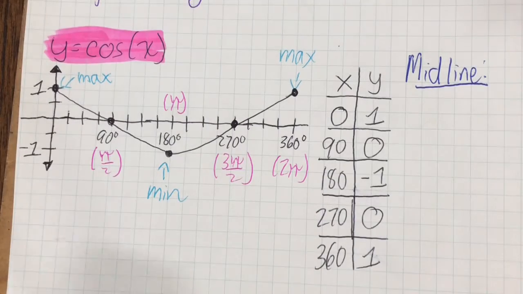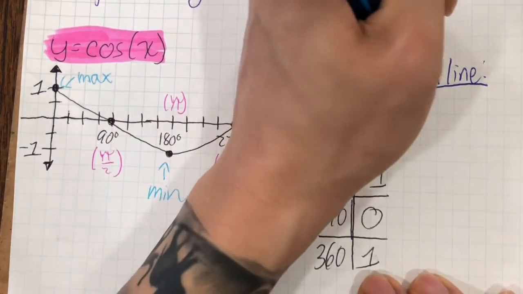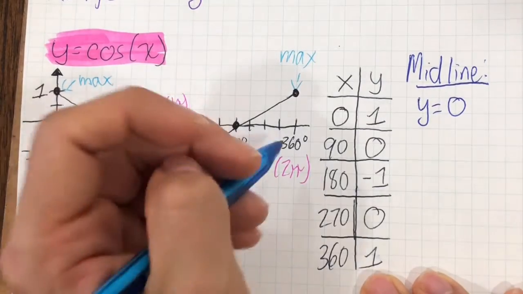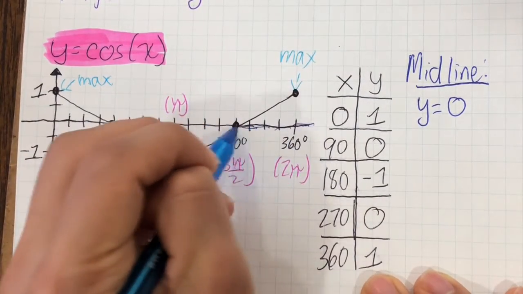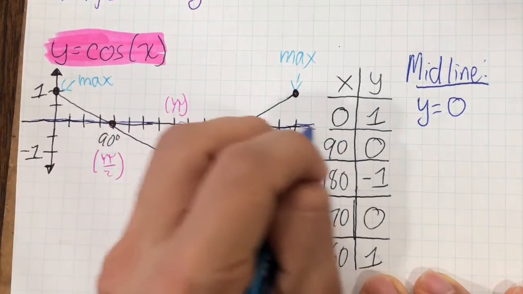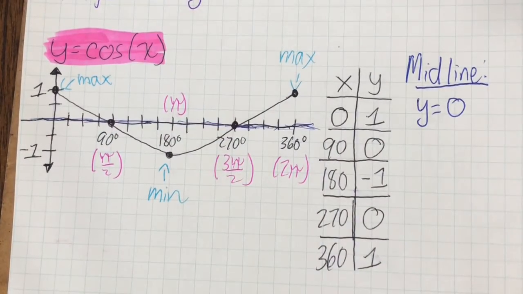So what do you know? The midline for cosine is the same midline that was for sine. So I have y equals 0 as the midline. So the midline is still on the x-axis, same thing as the sine. All right, so I have my midline, which is y equals 0.